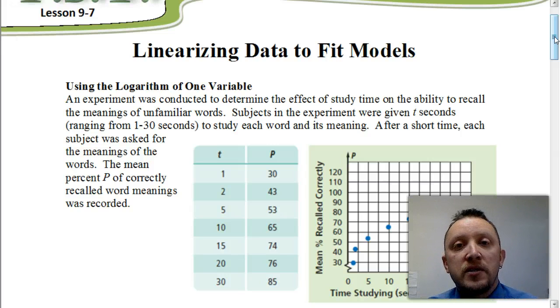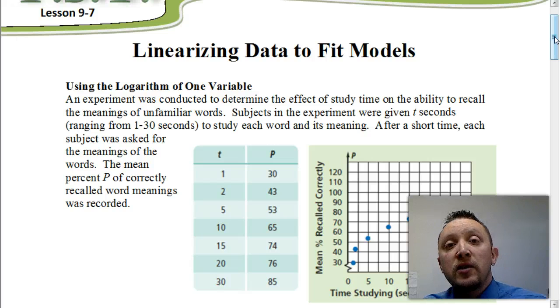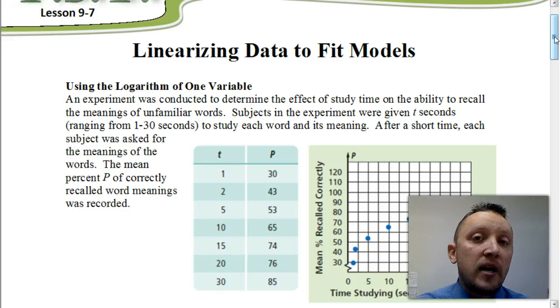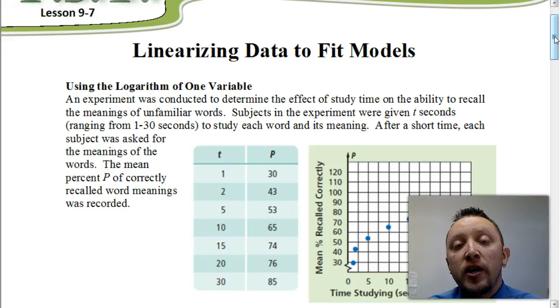Now, the main emphasis of this lesson is going to be looking at how we can interpret data that would follow a logarithmic curve and be able to create a line or a model for that data. And once we have a model, the point is then that we can use that model to make predictions on some other values. So for example, we're going to be looking at this first example here that deals with a study that was done where they took a bunch of words and their meanings and gave them to people to look at and memorize.